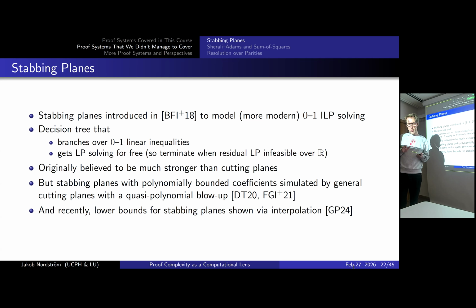But after the break, I want to talk about stabbing planes, semi-algebraic proof systems such as Real-Adams and sums of squares, resolution over parities. All of these are things that we could have done instead. It was really a choice of our priorities. Did we get them right? I'm not sure. And then I want to talk a little bit also about things like Frege, extended Frege, the ideal proof system, which we never intended to cover, also because then we get to such strong proof systems that we just don't have unconditional lower bounds. But that will be after the break.